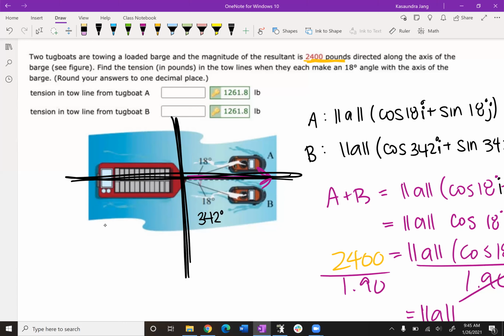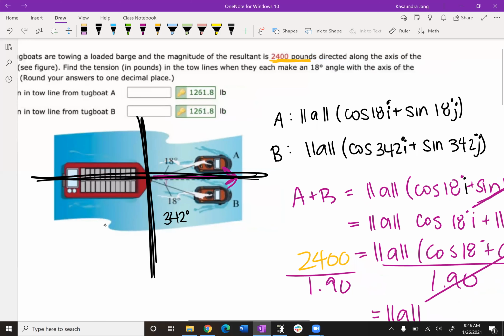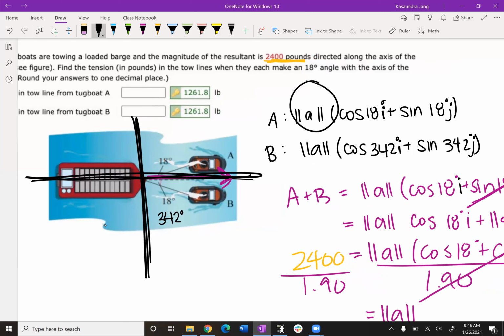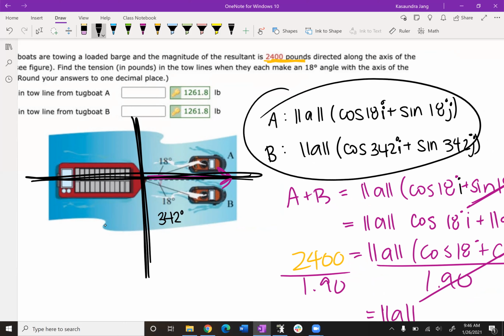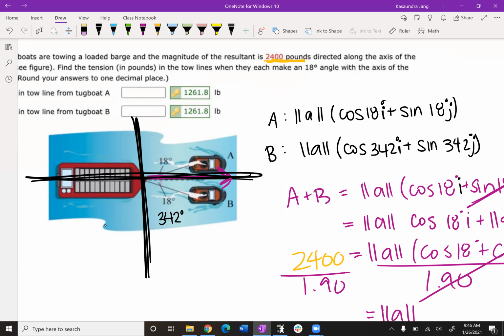All right, so that means my A and my B, I made their own little vector. So here's my A vector. I don't know the magnitude of it, but I do know that it's at an angle of 18 degrees. This B vector down here, again, I don't know the magnitude of it, but I do know that my angle there was 342 degrees. So that's why I set up these two vectors. And then when I add them together, when I combine them, that's the purple stuff here.